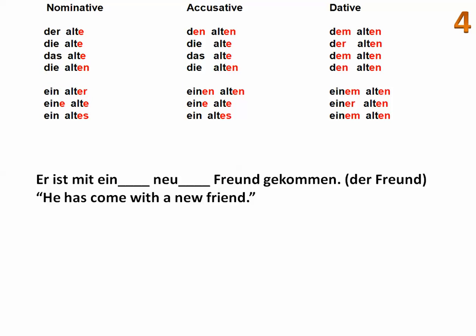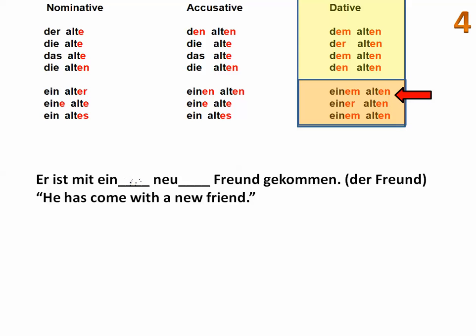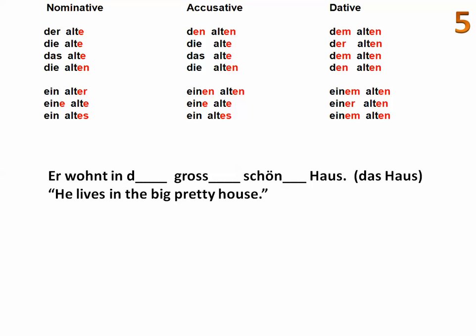Okay, another example. He has come with a new friend. So here we have mit. Mit, we automatically know, is a dative preposition, so our answer is going to be dative. Second question, is it definite or indefinite? And we're using ein, so it's indefinite. And Freund is originally a masculine noun, so this means that our endings are going to be: Er ist mit einem neuen Freund gekommen.